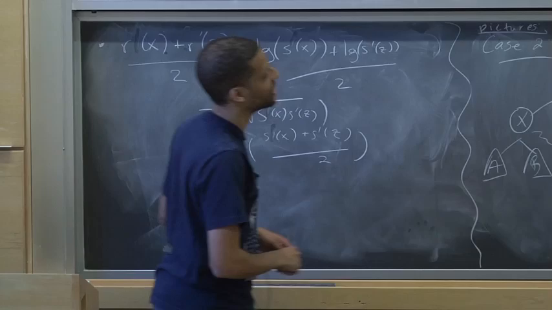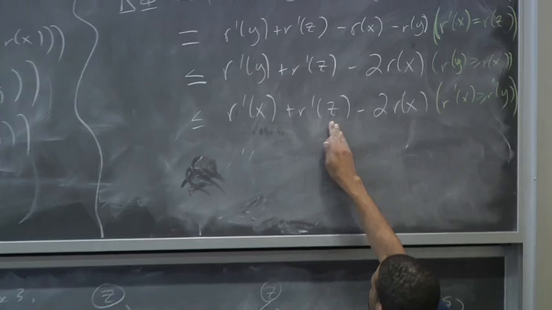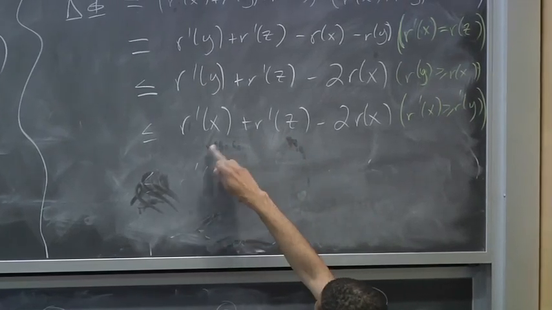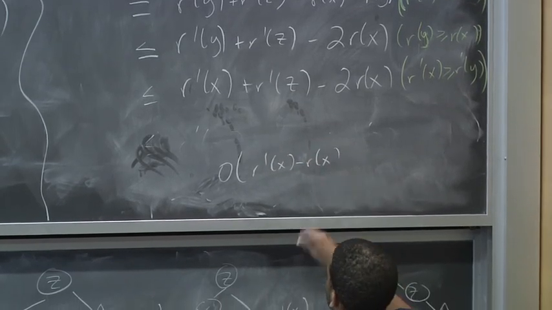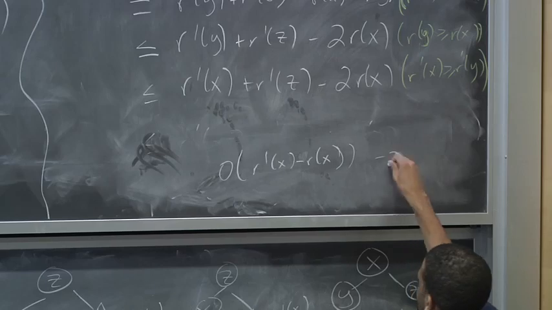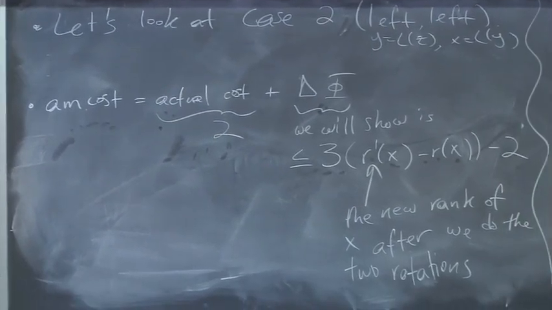So I want to bound. I don't just want to bound r prime of z by r prime of x and get 2. I don't just want to get big O of r prime of x minus r of x. I also want to get this minus 2 to kill that 2. Yeah, that was the key. Sorry about that.